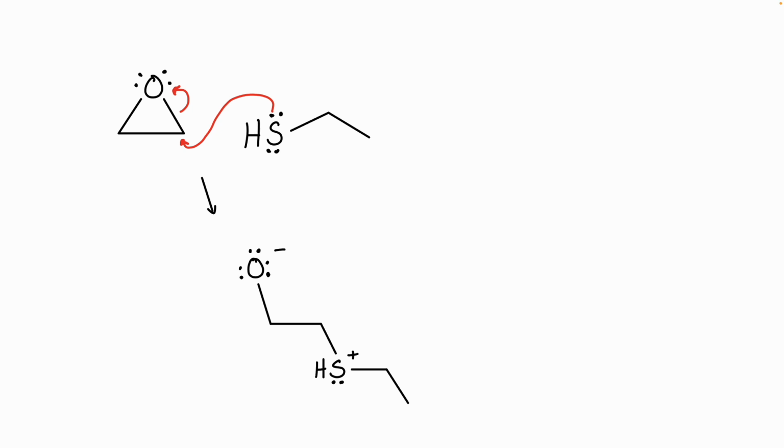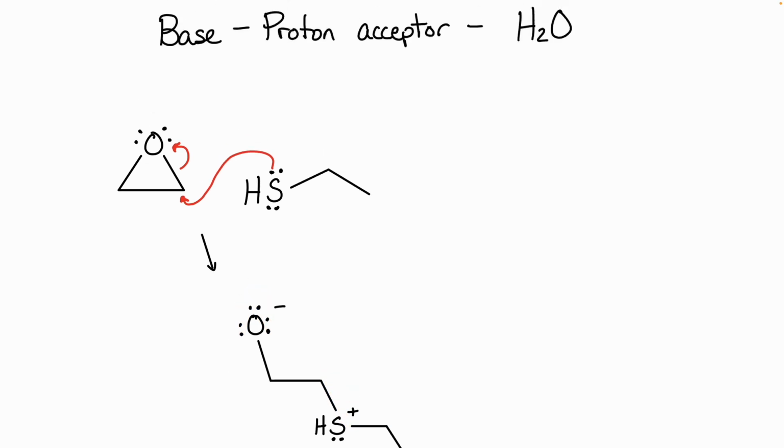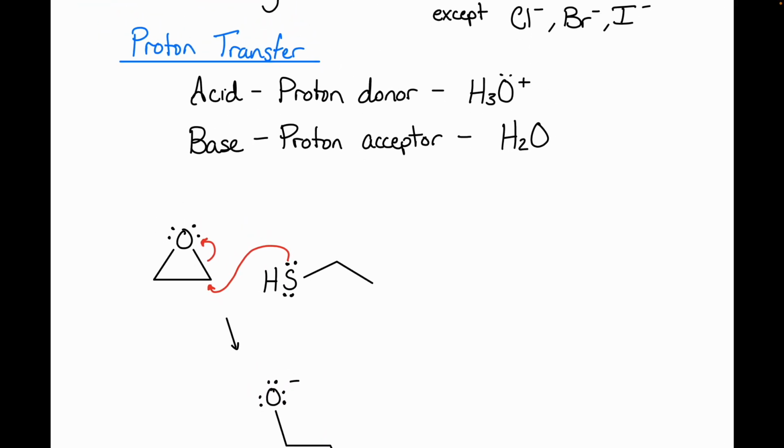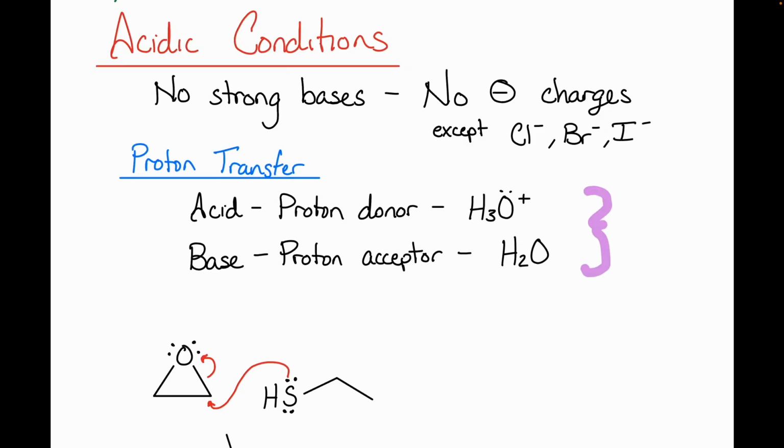That negative charge, again, is just a sign that we have a strong base. And indeed, this alkoxide ion is a strong base. This thing will never form under acidic conditions. So this can't be our first step in our mechanism. What you're going to see is that we're going to have to use these proton transfer steps. These are going to be used to help manage our charges.